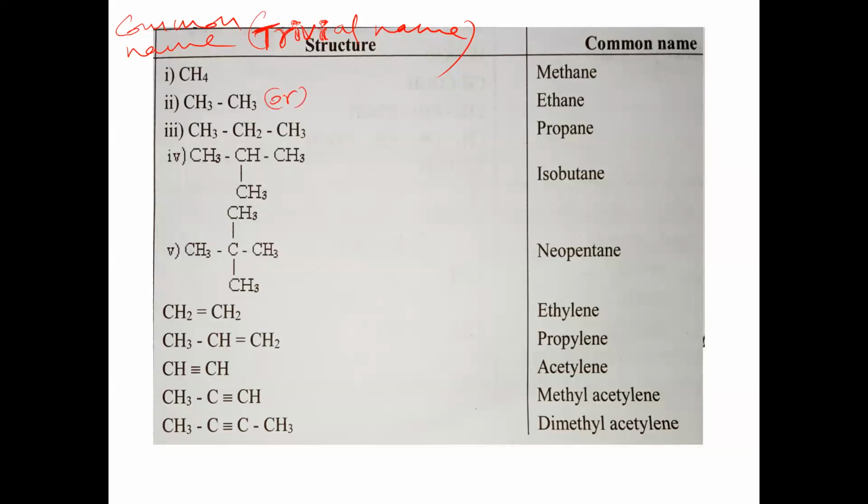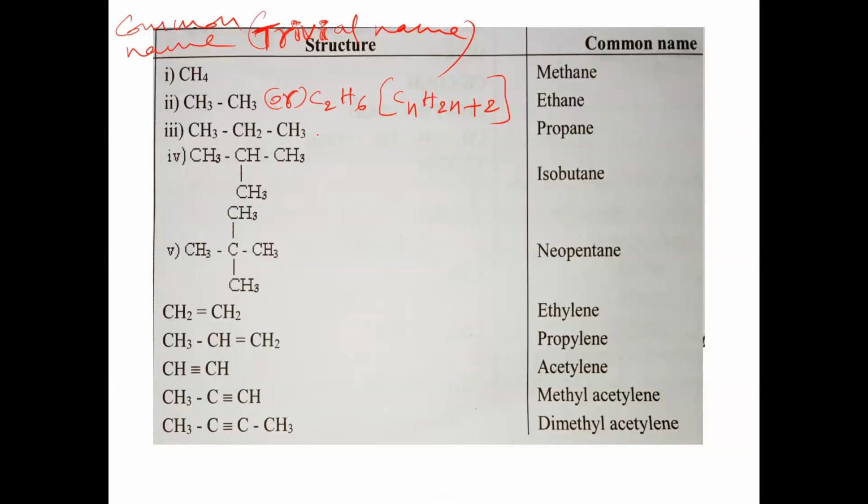How to write it now? C2H6. Here it is similar to the general formula CnH2n+2, which is alkane. So C2H6, as two carbon atoms are there, it is ethane. So ethane is the IUPAC name as well as the common name. Common name and IUPAC name are both the same.